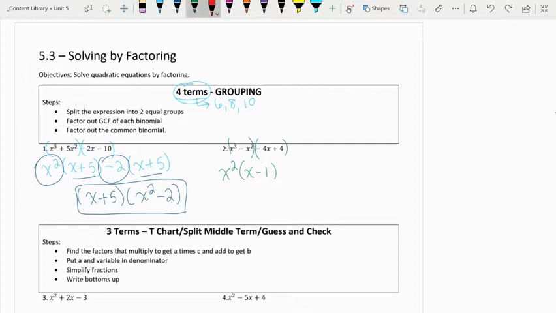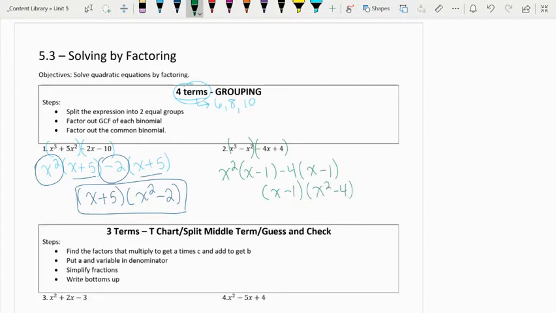The second set of parentheses, we can factor out a negative 4, and you're left with x plus 1. Sorry, x minus 1. Again, we're going to keep a 1 as a placeholder. In this case, we can then write the x minus 1 once and then x squared minus 4 once.